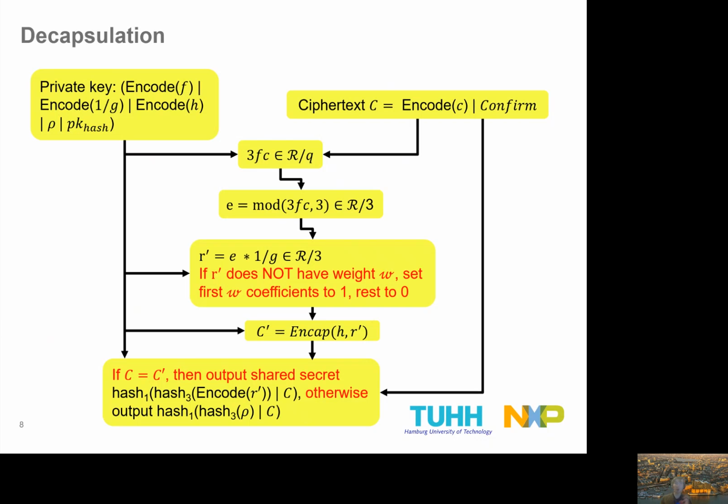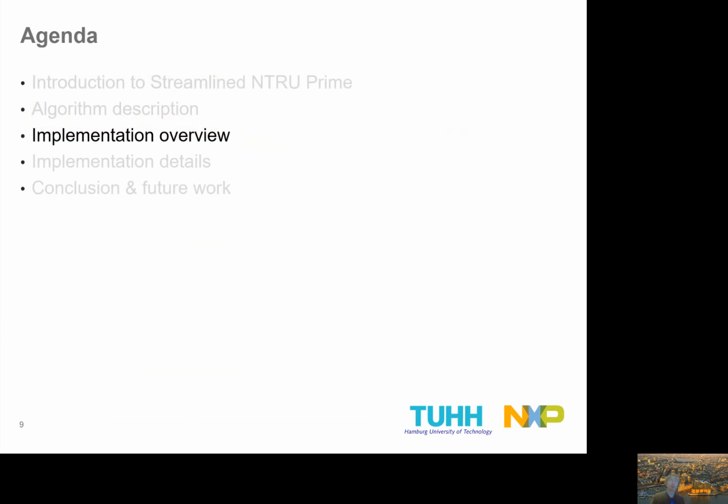However, if C does not equal C dash, then we replace the encoded R dash with the value rho and hash that to obtain a pseudorandom value. Okay, and this is the entire process. These are the three main parts of Streamlined NTRU Prime. I'll now go into a little bit of an overview of the implementation.